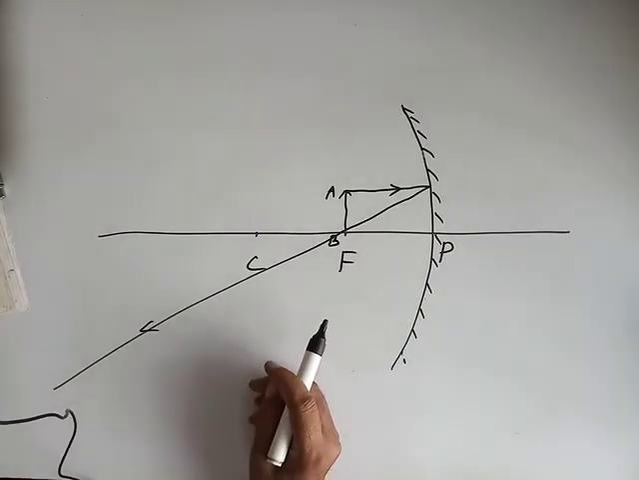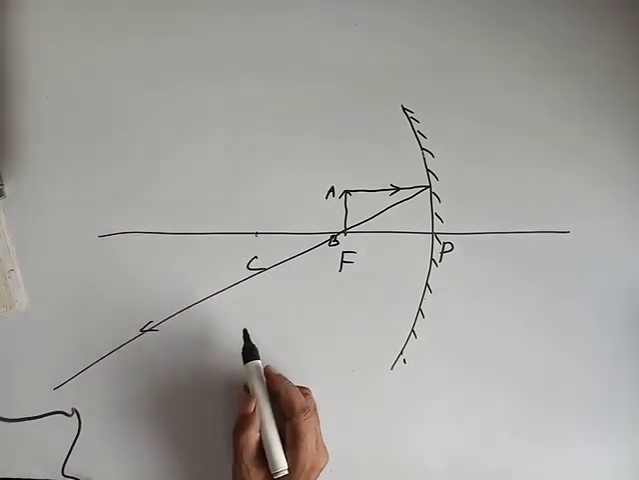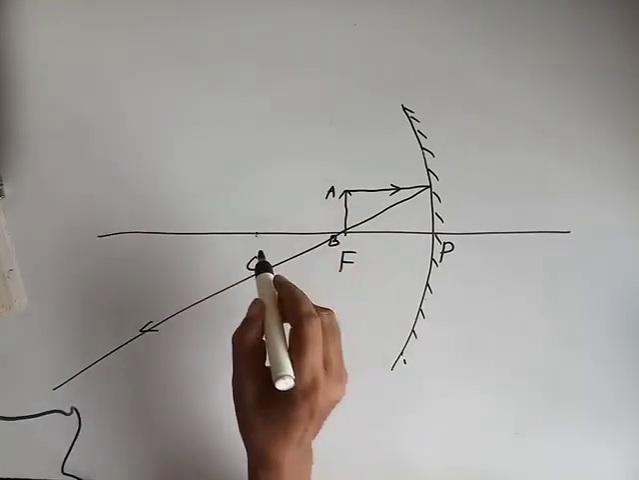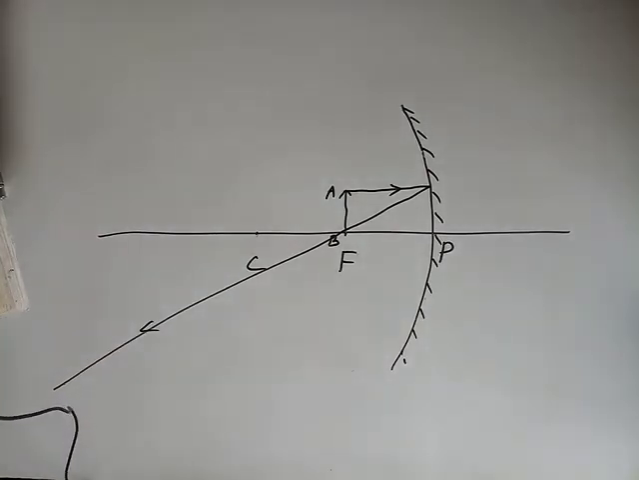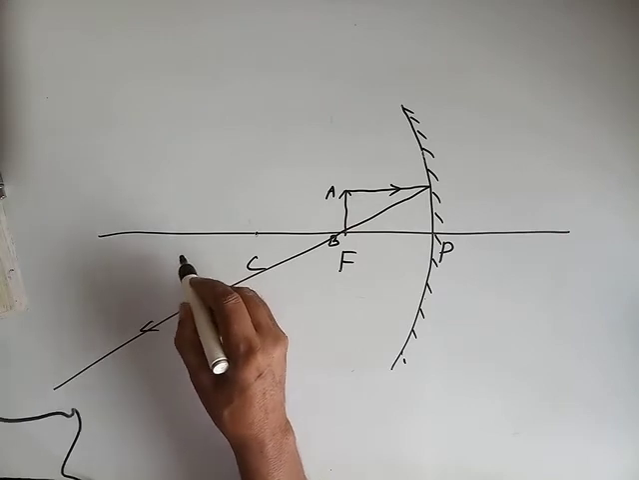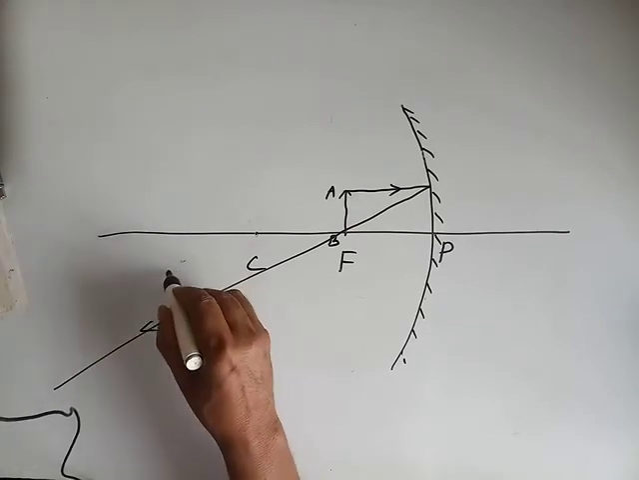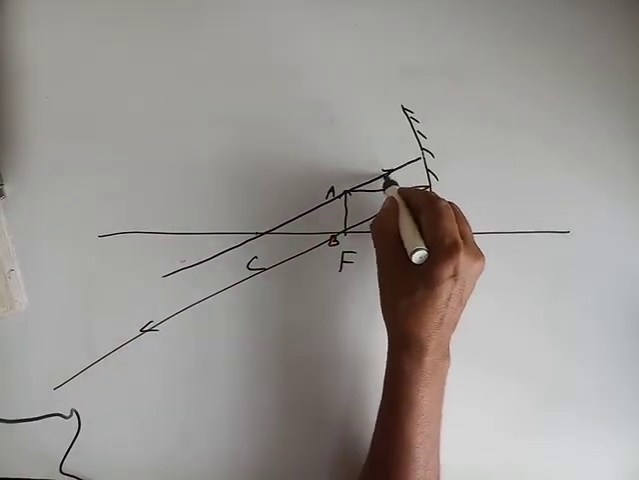Next ray, I would say that you better draw from the center of curvature to the top of this object. Any ray that is passing through the center of curvature is not deviated, meaning it reflects back on the same path. It is like this.